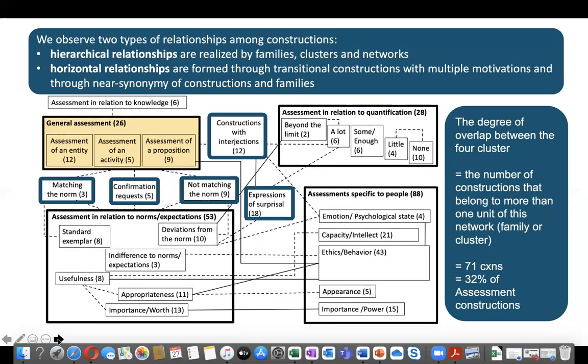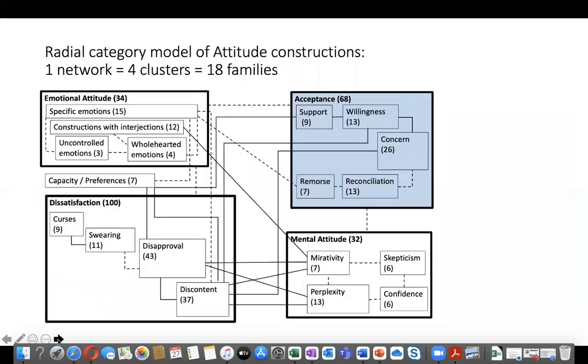And we observe two types of relationships among constructions: hierarchical relationships realized by families, clusters, and networks, and horizontal relationships formed through transitional constructions with multiple motivations and through near synonymy of constructions and families. And we find the same types of relationships in the network of attitude constructions. Here we have four clusters: acceptance, emotional attitude, dissatisfaction, and mental attitude, formed by 18 families.